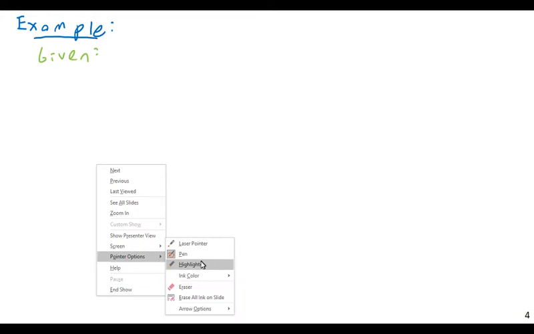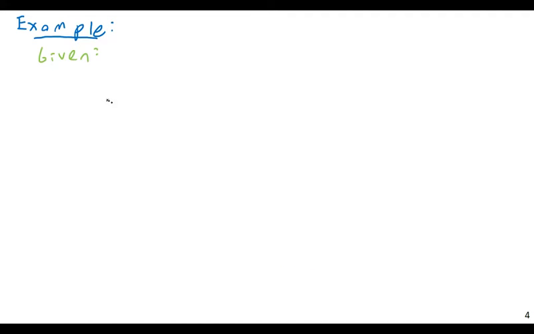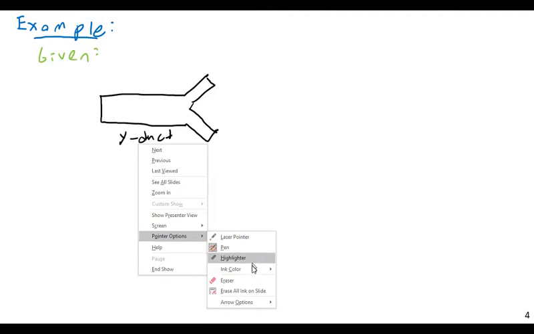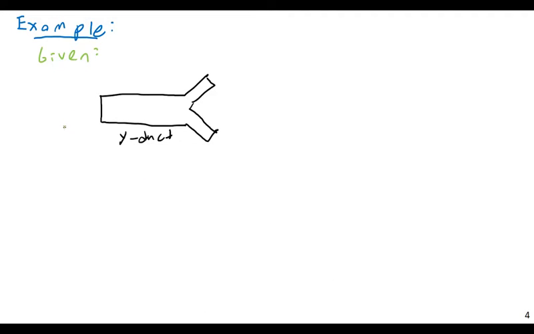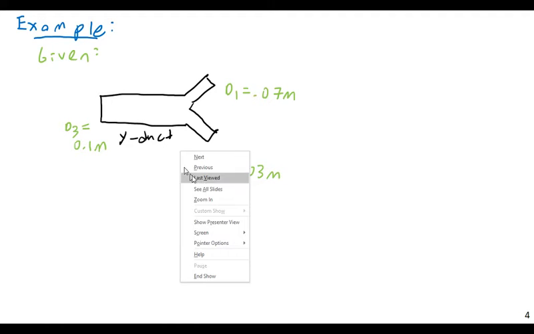Say we had a Y branch or a T branch or whatever, a Y duct, basically, where fluid comes in one pipe and leaves in two. And the following information is given. I'm given the diameters. D3 equals 0.1 meter. D1 is 0.07 meter. And D2 equals 0.03 meters.